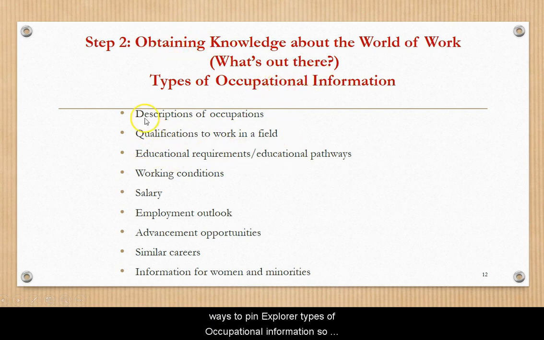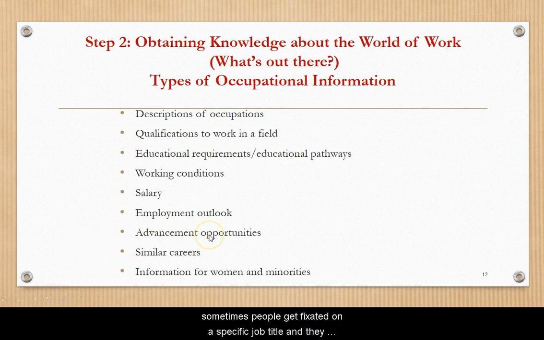And again, you can see there's a huge list of different ways that you can explore types of occupational information. So of course you can find descriptions of occupations. They're quite readily available out there, qualifications to work in a field, educational requirements and pathways, working conditions, salaries, employment outlook. So is a particular field going to increase? There's going to be more employment opportunities or are going to be fewer.